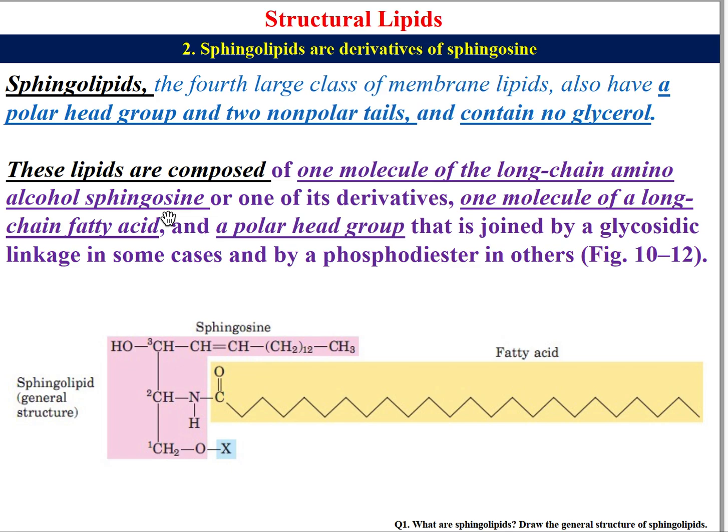This is the general structure of sphingolipids. So what is a sphingolipid? The fourth large class of membrane lipids also have a polar head group and two non-polar tails, this and this, and contain no glycerol. These lipids are composed of one molecule of the long chain alcohol sphingosine or one of its derivatives, one molecule of long chain fatty acid, and a polar head group that is joined by a glycosidic linkage in some cases and by a phosphodiester in others.